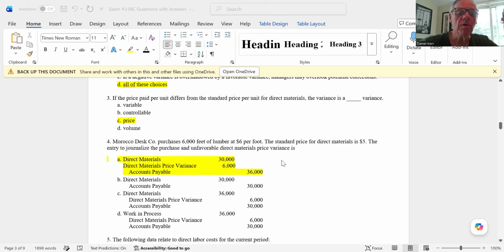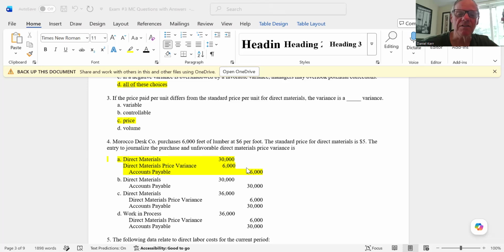Number 4, Morocco Desk purchases 6,000 feet of lumber at $6 a foot. So that's what they actually paid, 6,000 times $6 a foot. So they have a $36,000 credit to accounts payable. But the standard price for the materials is supposed to be $5. So under a standard cost system, the debit to direct materials would be 6,000 feet, not what they actually paid, but the standard price, which would be $30,000.